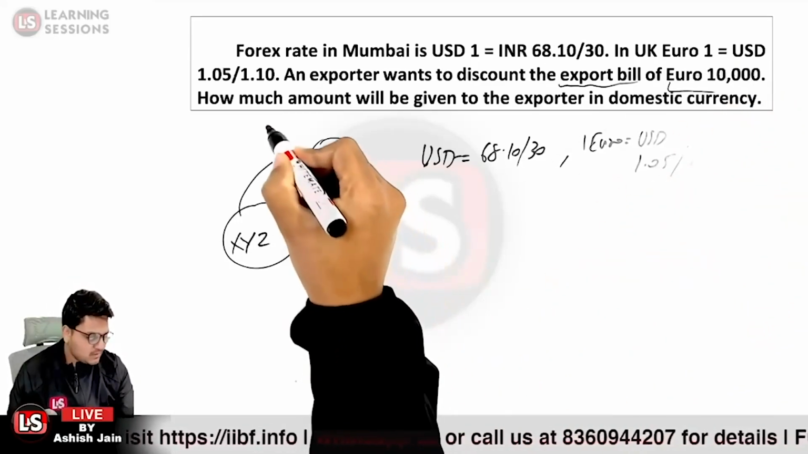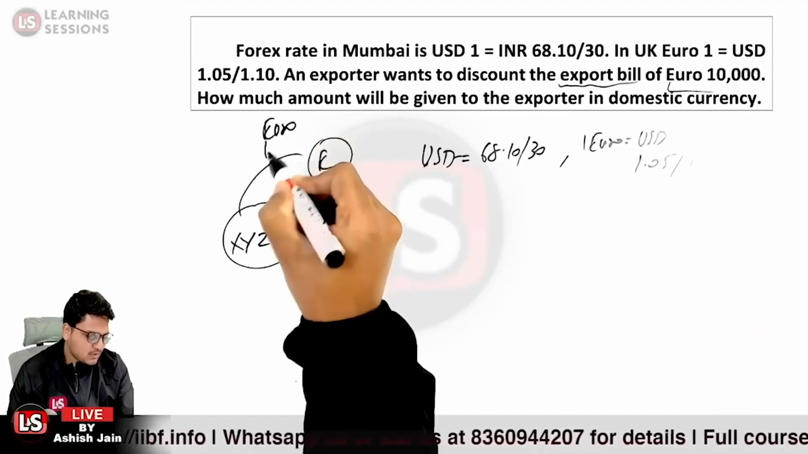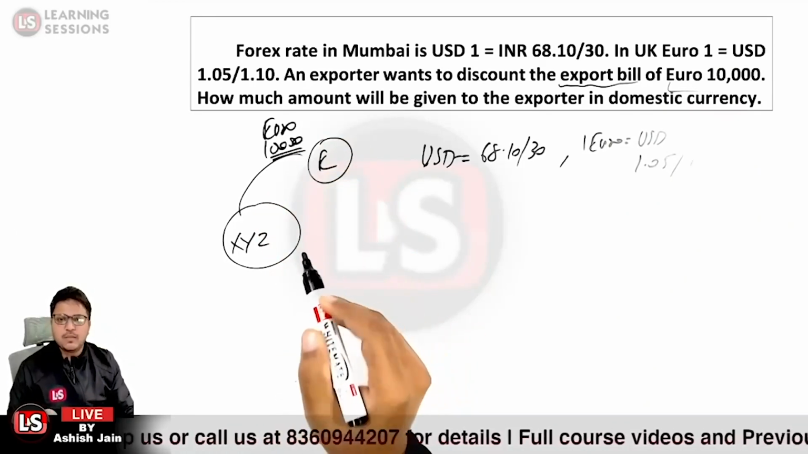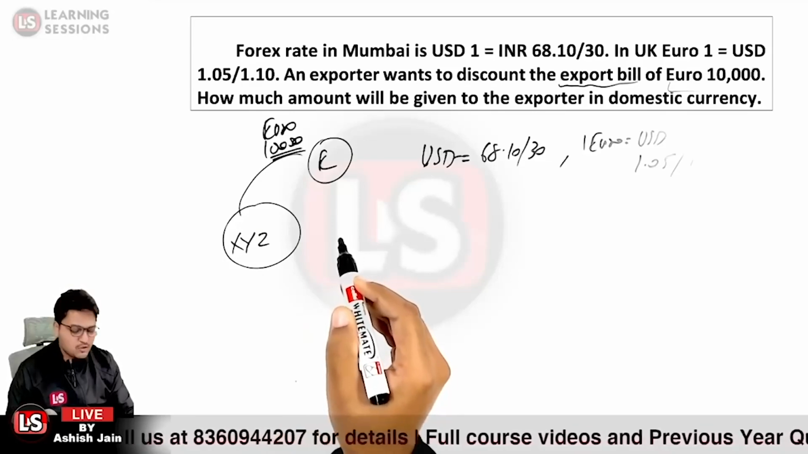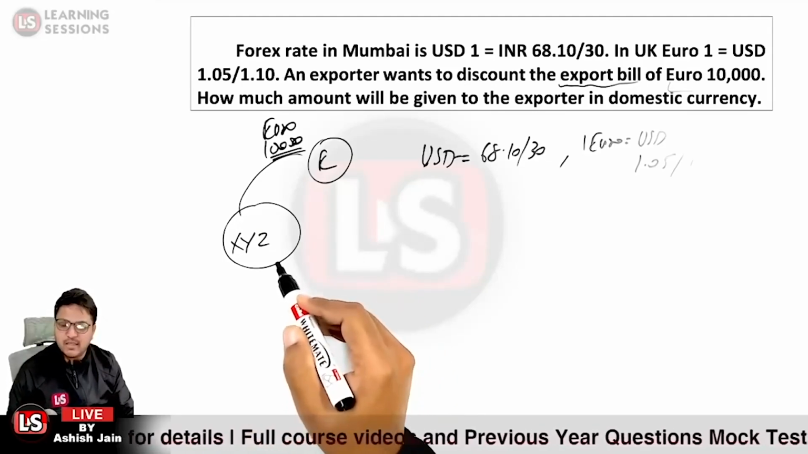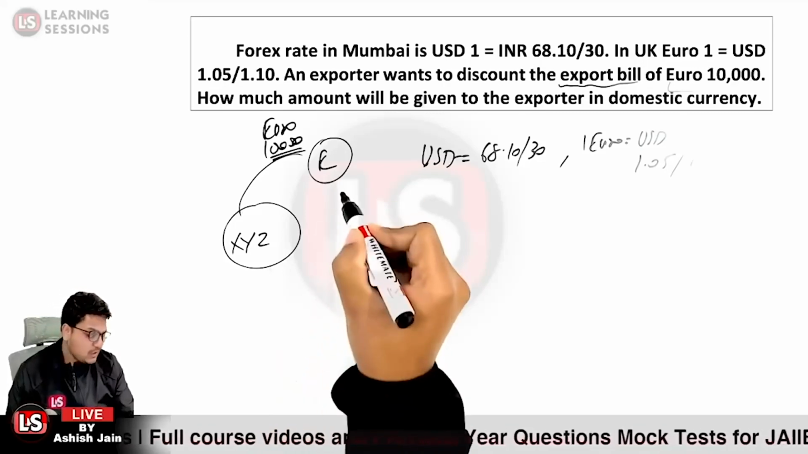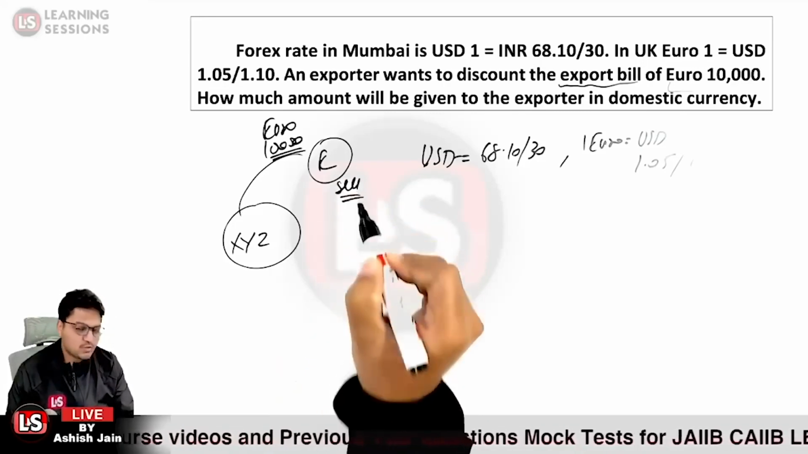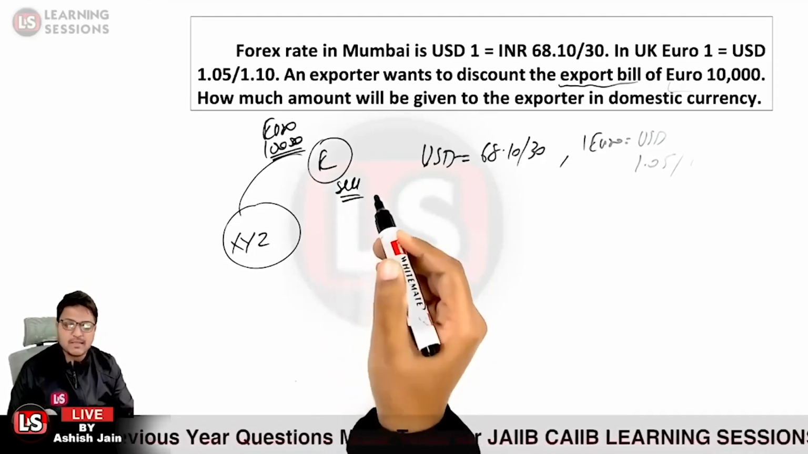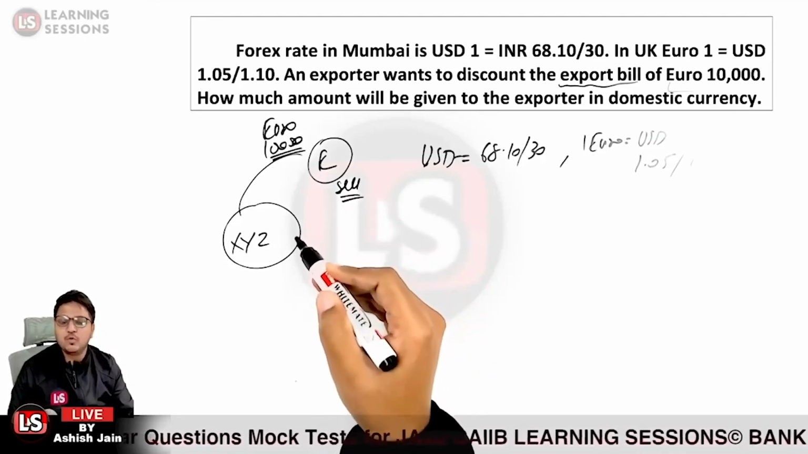So this is the bill, which is in euro, that is Euro 10,000. Further, it is now to be discounted. Now the exporter wants to sell this bill to XYZ. In case of euro, he wants to sell the euros. At what price will he be able to sell the euro? At a price at which the bank is ready to buy.